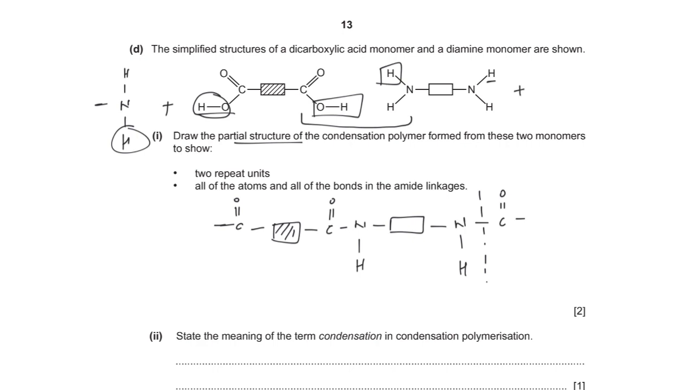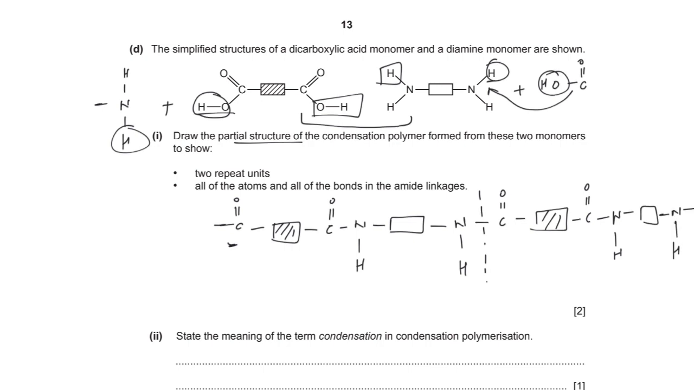Like if you have the carboxylic acid, this OH and this H will react to form water, and this will connect here like I did it here. So basically you have to simply repeat the whole linkage from here. You have to write two repeat units. So shaded box, then you have C double bond O and NH, and another box, and then NH, and the continuity bond will continue. There you go.